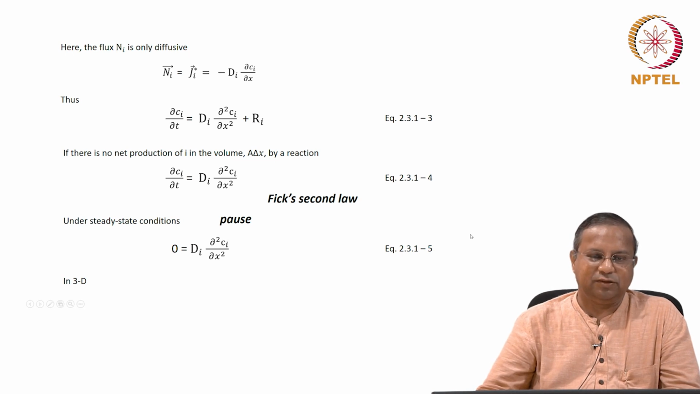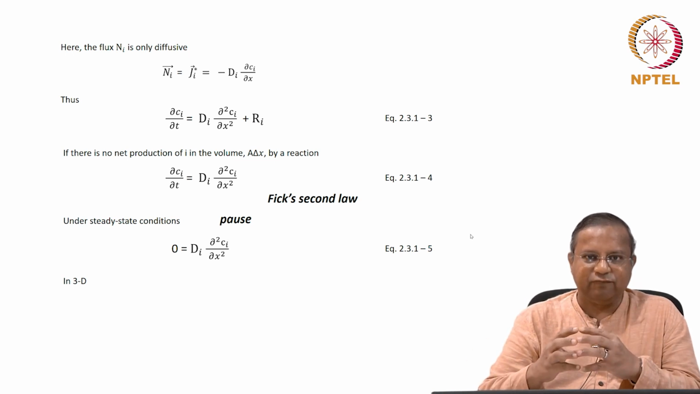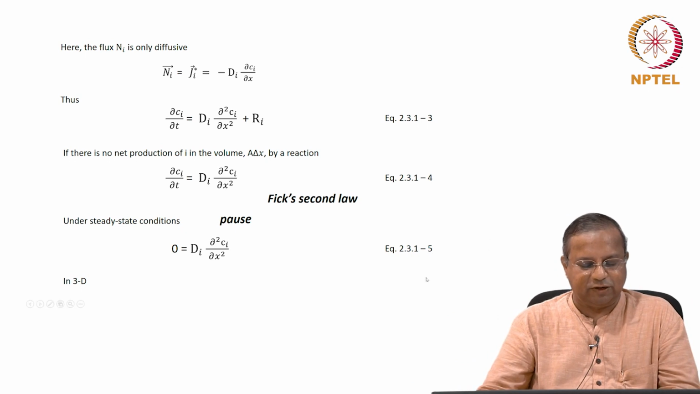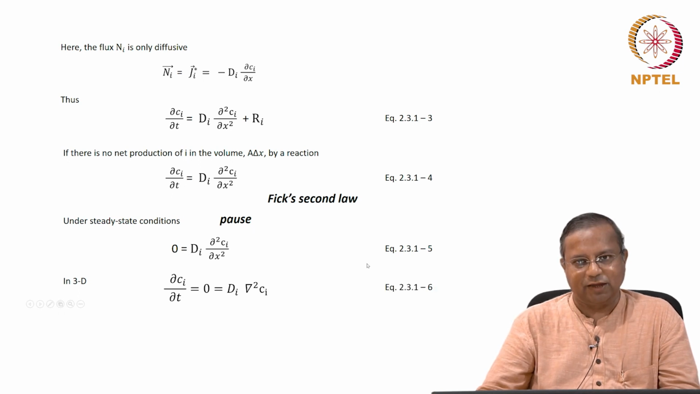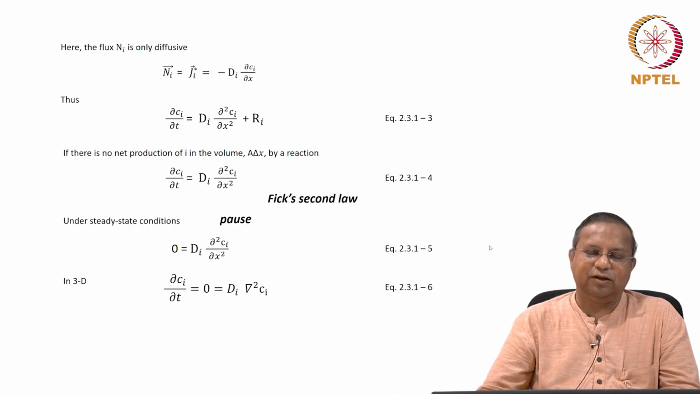In 3 dimensions, we looked at 1 dimension to get a physical feel of things. We can extend this very easily to 3 dimensions. It is going to be ∂Ci/∂t equals 0 equals Di times del squared Ci, ∂²/∂x² plus ∂²/∂y² plus ∂²/∂z² of Ci. So, 3 dimensional variation is brought in here. So, this is Fick's second law in 3 dimensions, equation 2.3.1-6. Okay. So, we will stop here.